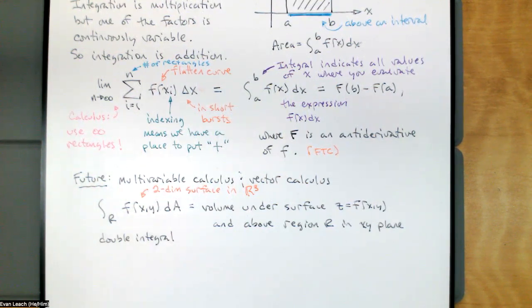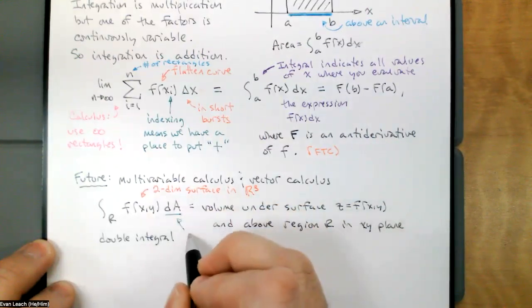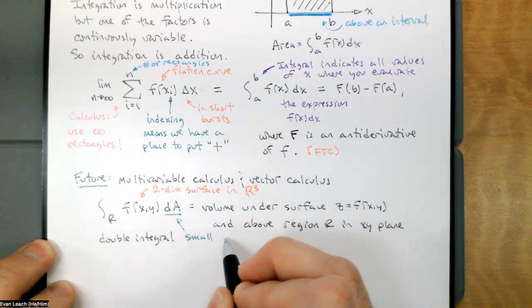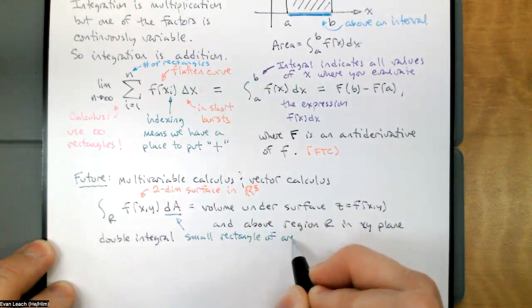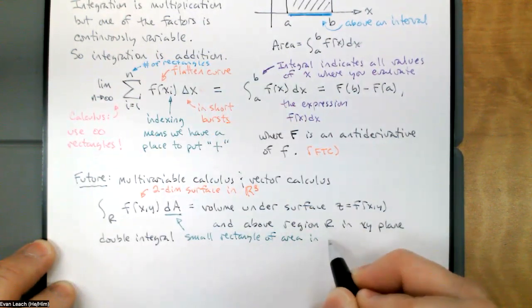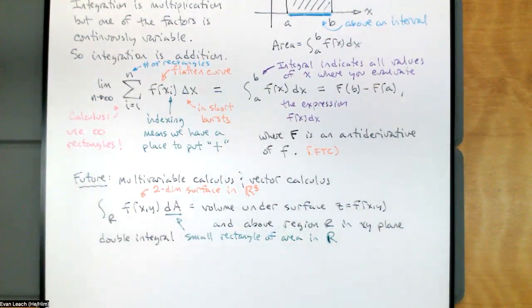dA is a little square of area on the floor, just like delta x or dx is a little piece of our interval. So that dA is some small rectangle of area in the region R. The calculation that we're making here, f of x, y, would be the height and dA is the area.